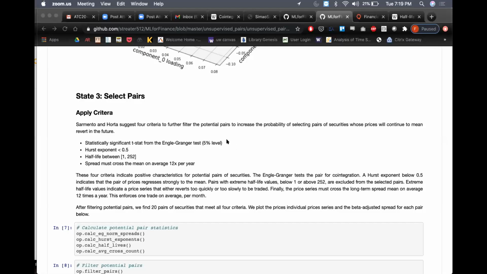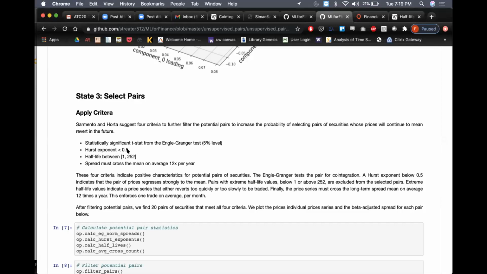So let's, right, and then we'll see examples of that later in this code. And then the second test that the authors run is a security with a Hurst exponent less than 0.5. And so we'll go over this code later, but a Hurst exponent less than 0.5 indicates that a time series strongly reverts to the mean, rather than a time series that potentially diverges from the mean.